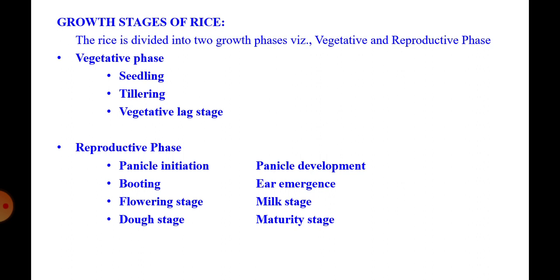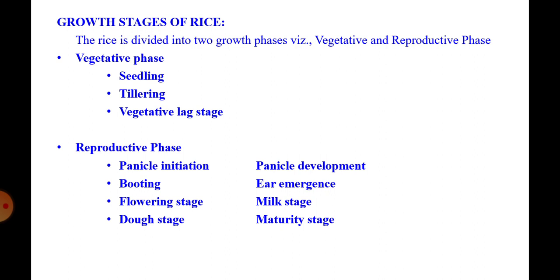Now, the different growth stages of this rice crop. Rice is divided into two growth phases, namely the vegetative and reproductive phase. The vegetative phase is subdivided into three stages: seedling, tillering and vegetative lag phase. Seedling stage is from germination to the fifth leaf stage. Tillering: the plant starts tillering at the second week after transplanting and continues up to 7 to 8 weeks. The vegetative lag phase is a sort of rest period, between maximum tillering and panicle initiation.